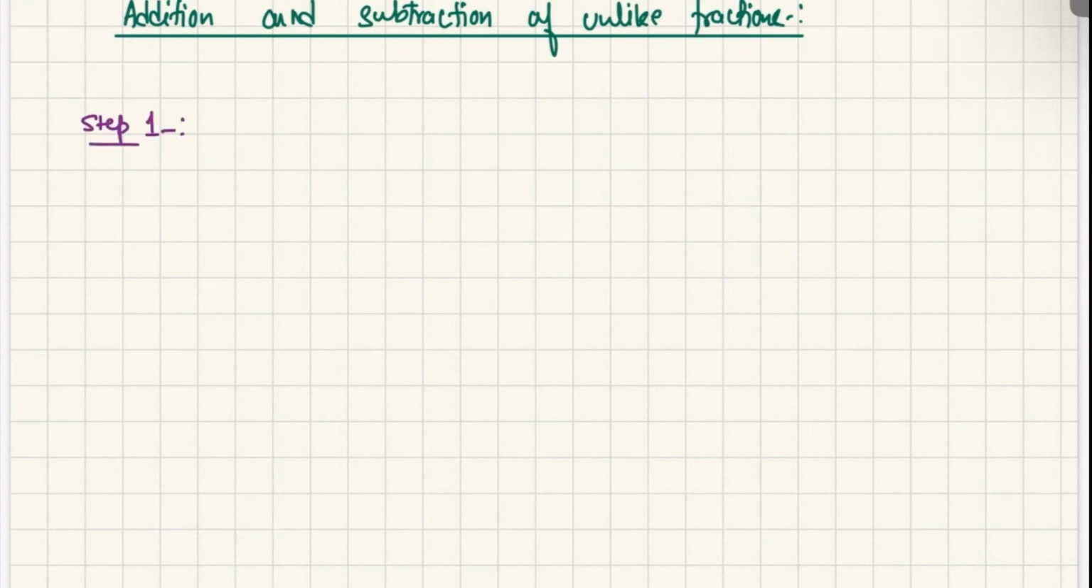Unlike fractions means where the denominators are different. They are not the same. Okay. So step number 1 would be to convert. Let's take an example.